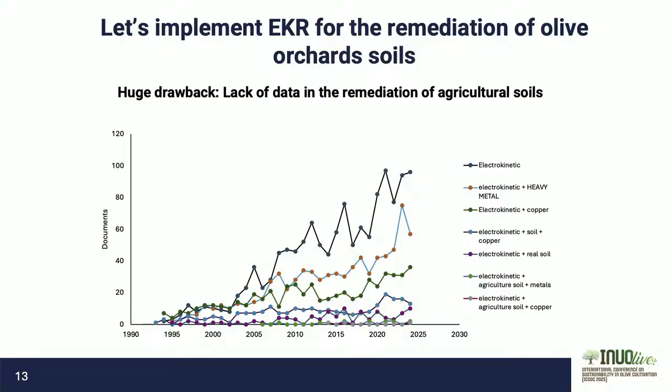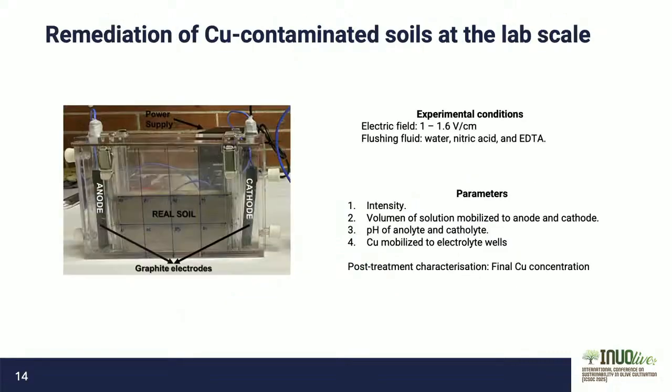So we need to study agricultural soils with this technology. And we started in the lab. Here you can see a small mock-up. We started with around 200 grams of soil, if I remember correctly. We had 2 graphite electrodes on one side and on the other side, and we analyzed experimental conditions such as the electric field and the flushing fluid.